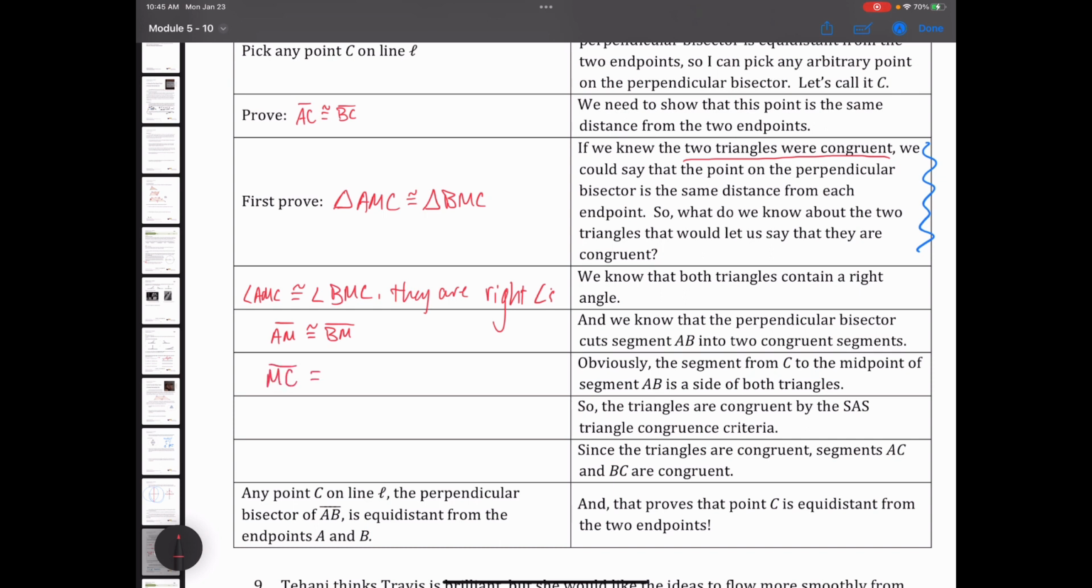MC. Why not CM? Sure, you could do CM is congruent to MC. You could also say MC is congruent to CM. You could say CM is congruent to CM. I should have said segment MC is congruent to segment MC. That is the proper mathematical nomenclature.